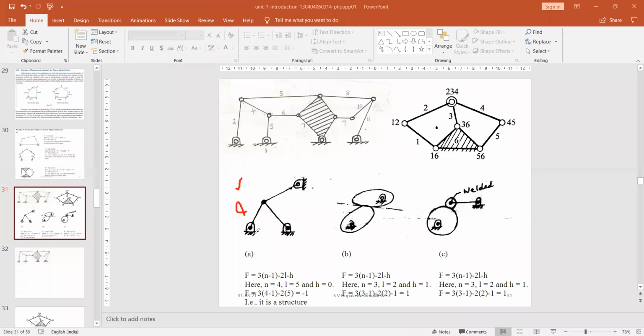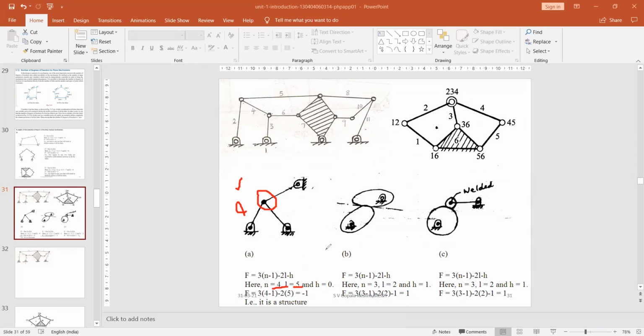And joints, how many joints are there? 1, 2, 3. And this one is a ternary joint. One ternary joint equals how many binary joints? 2 binary joints. So already 3 binary are there, and now one ternary again. So the joints value is 5.